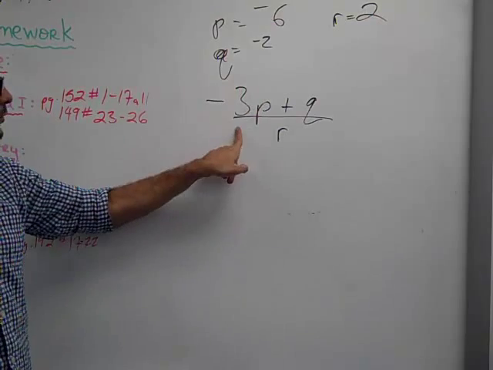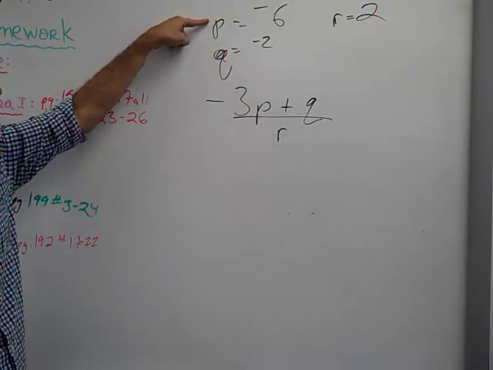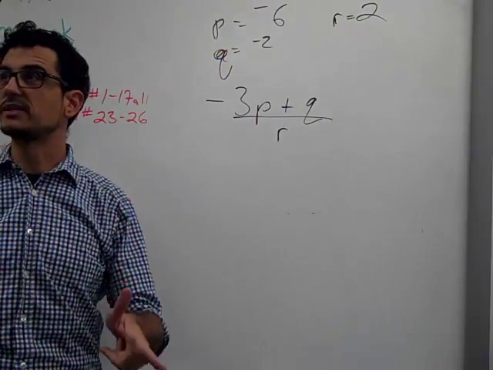Everybody good with that? We have negative 3p plus q over r. These are the values. P is equal to negative 6. Q is equal to negative 2. R is equal to positive 2. Make it happen.